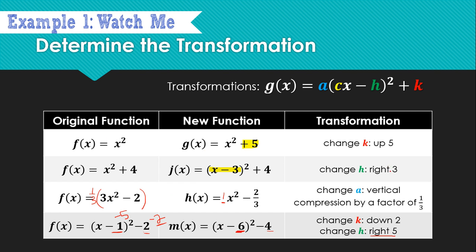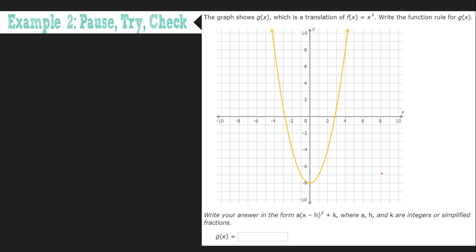We're describing that transformation. Another example, this is a little bit different. If you want to try this one on your own, you can, but it is slightly different than what we just did because now we're given the visual. So this says the graph shows g of x, which is a translation of f of x equals x squared, and we want to write the function rule for g of x.